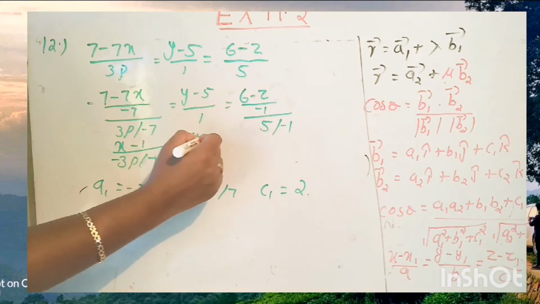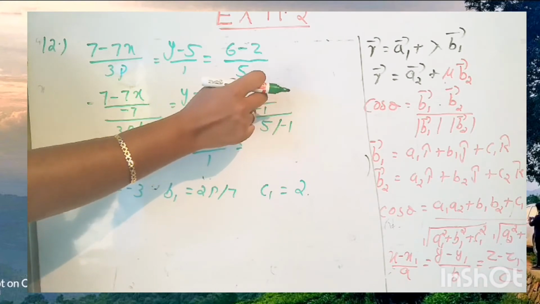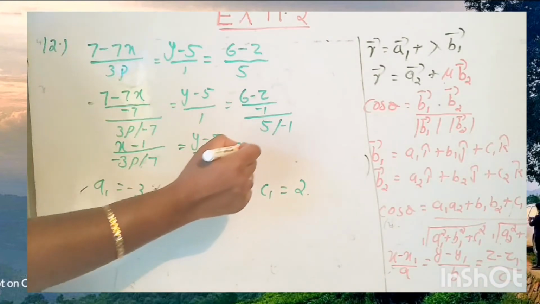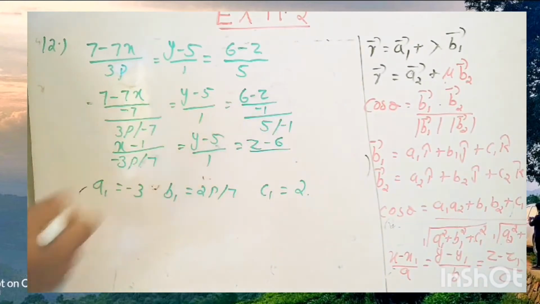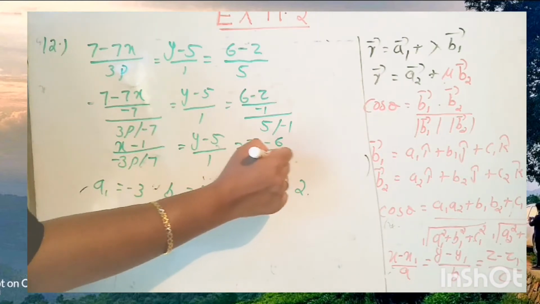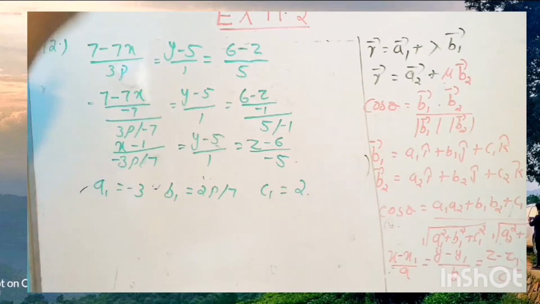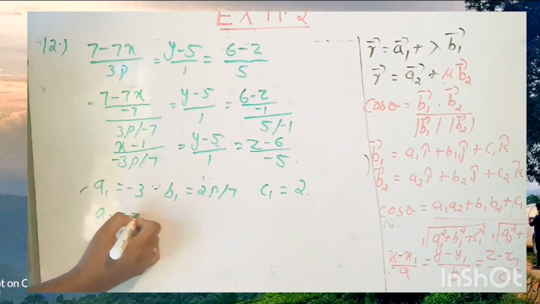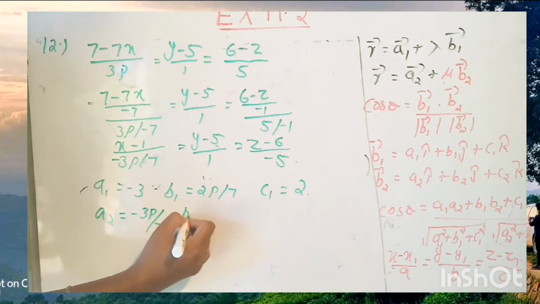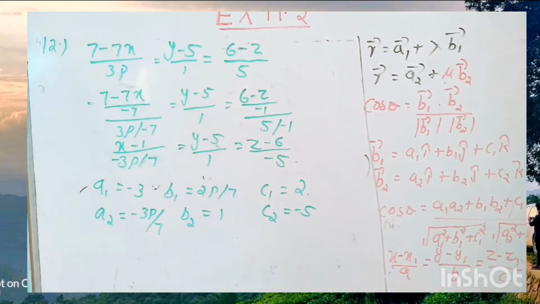And this is equal to y minus 5 divided by 1 is equal to, and this is minus z by minus 1, that is plus z. 6 by minus 1, that is minus 6, divided by 5 by minus 1, that is minus 5. Now this is in the form x minus x1 by a is equal to y minus y1 by b is equal to z minus z1 by c. So take a2 is equal to minus 3p by 7, b2 is equal to 1, and c2 is equal to minus 5. So we got a1, b1, c1, a2, b2, c2.